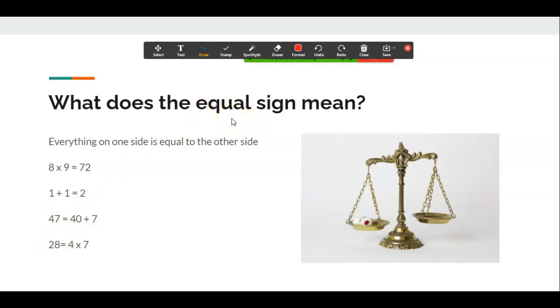The equal sign doesn't mean find an answer. The equal sign means everything on this side is equal to what's on this side. And the reason why that's so important when we're solving equations is because you need to remember that everything on one side is the equal value of what's on the other side.